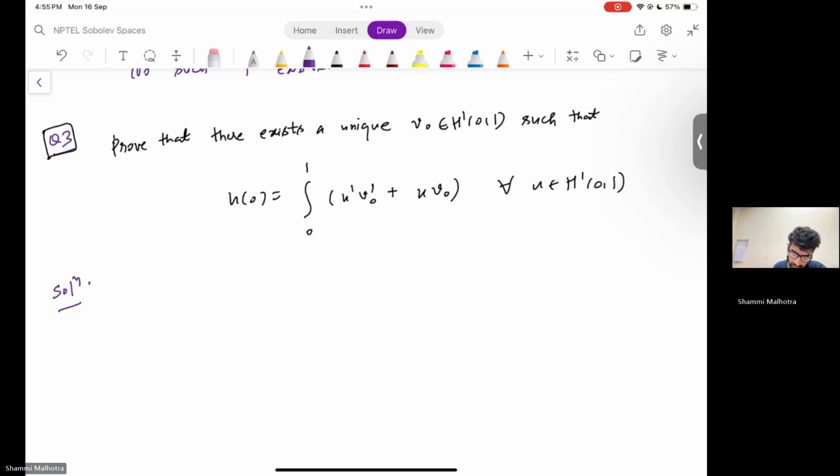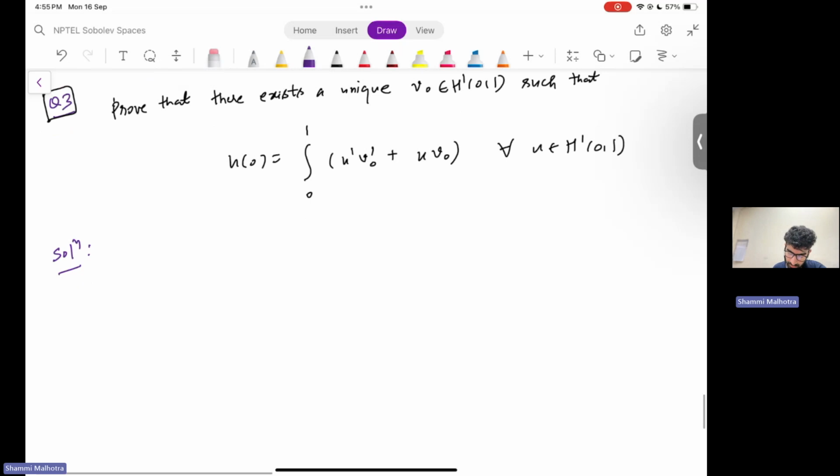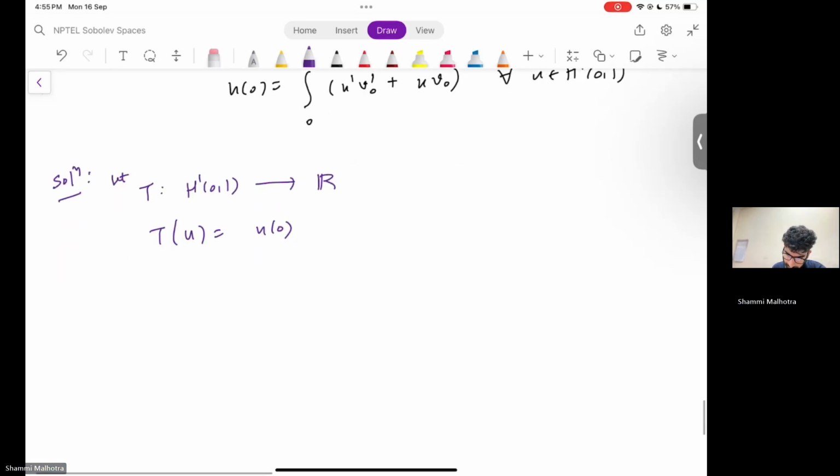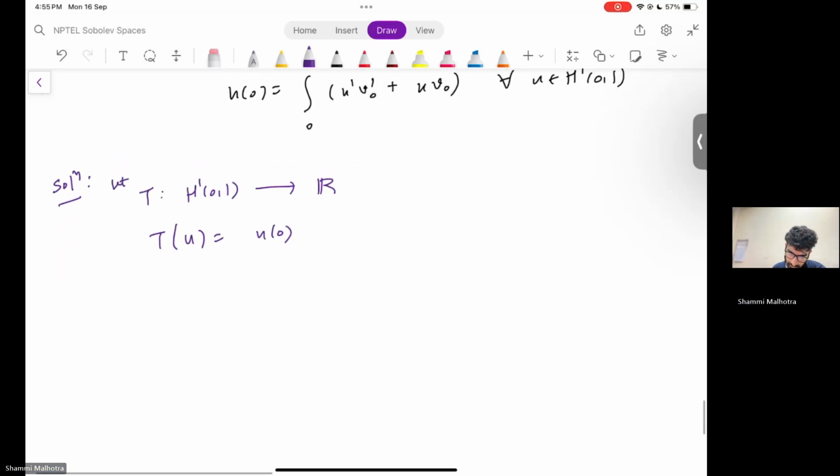Solution. We can see the right hand side seems like a bilinear form. First of all, let us prove that this right hand side, if we define T from H^1 to R, T of u to be u at 0, then T is linear.